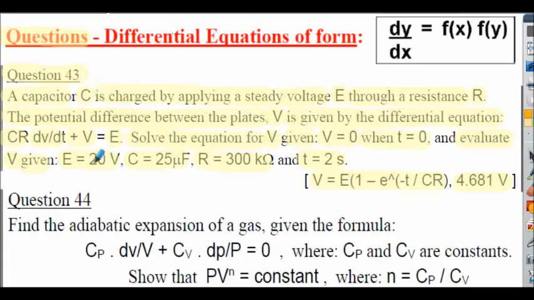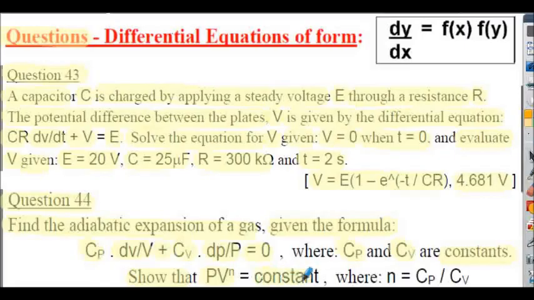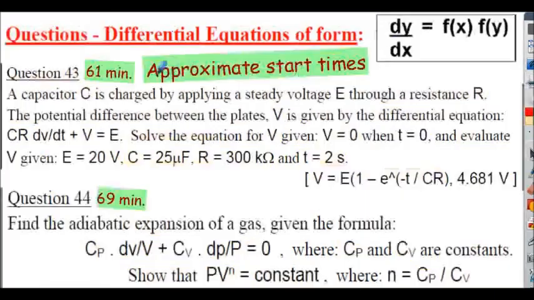So question 43 was electrical context, question 44 is a thermodynamic context. We've got to find the adiabatic expansion of a gas, and given the formula Cp multiplied by dV/V plus Cv multiplied by dP/P is equal to 0. We're informed that Cp and Cv are constants, so we've got to show that PV^n is a constant, where n is equal to Cp divided by Cv. And here are the approximate start times related to question 43 and question 44.